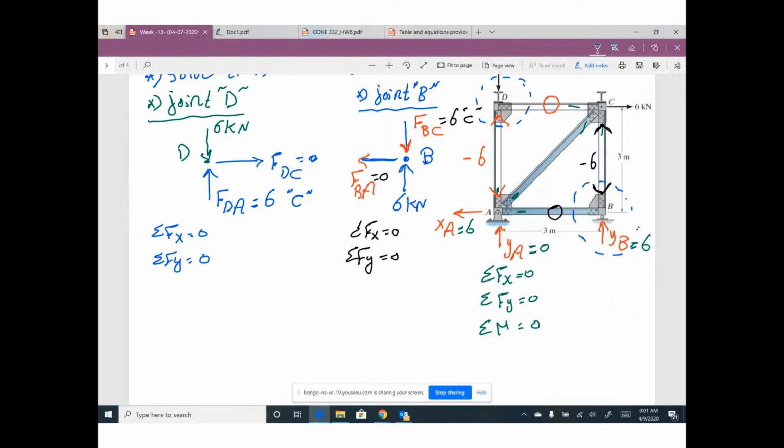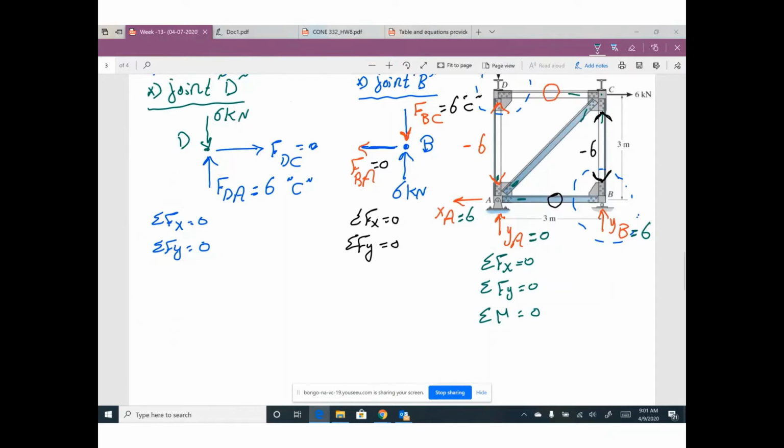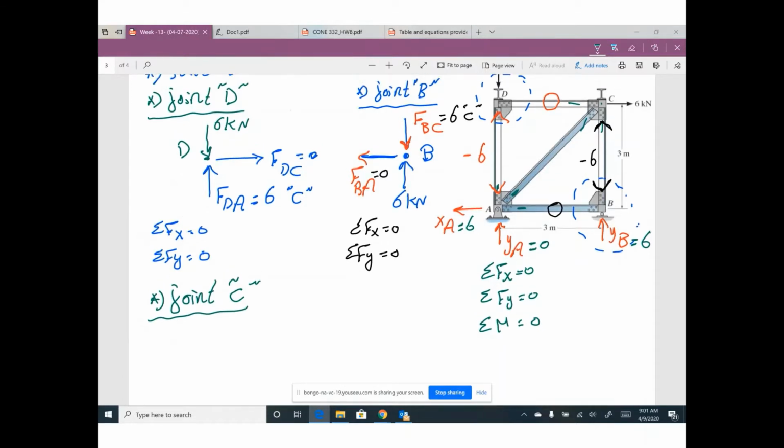We're still looking for one more member. I think you can apply joint equilibrium at C or A as you like. Let's start with joint C. What do you have at joint C? Everything at joint C, please. Here is joint C. We have a horizontal force, 6 kilonewton.